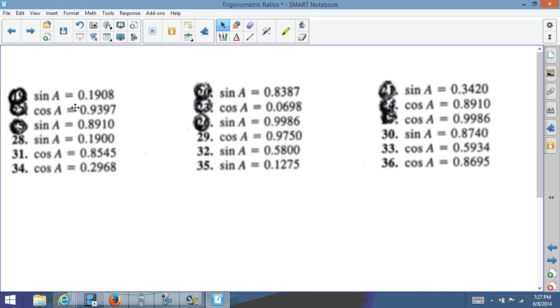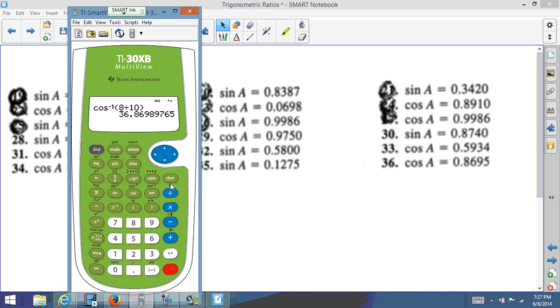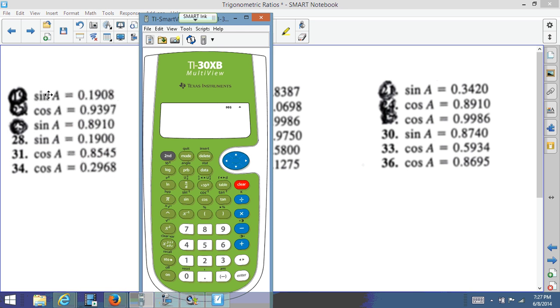Here's a little lesson on finding the angle measurement. So let's look at the first one. Let's clear our calculator. We want to find the angle. So sine of the angle, sine of A, equals this. So let's press second sine so we can see SOHCAHTOA standing there.